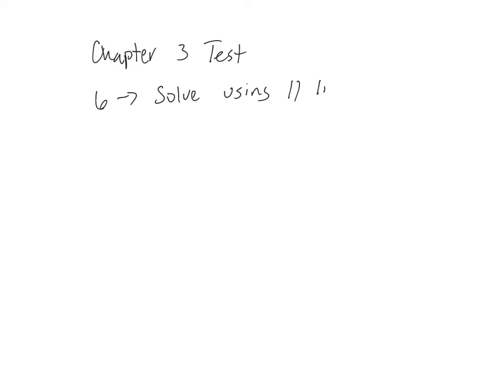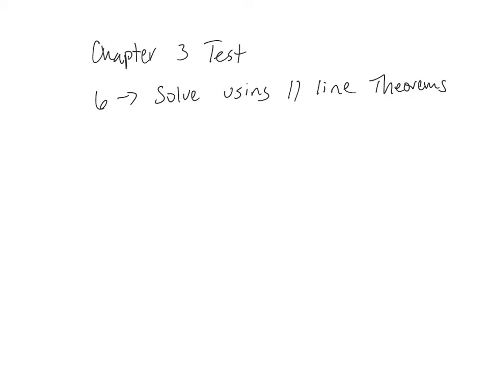All right, so what's on the test? All right, so there's 6 problems where you have to solve using the parallel line theorems. So lines are parallel, alternate interior are congruent, alternate exterior congruent, corresponding are congruent, consecutive interior supplementary.